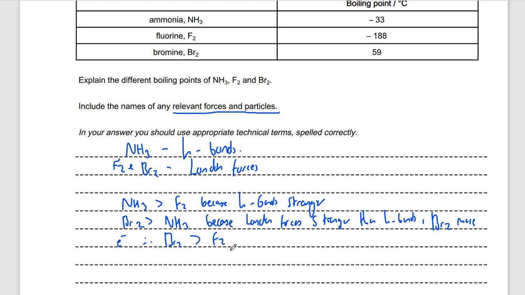That's it. That's most of the explanation right there. You haven't got to talk in great detail about it. You've got to make the comparison. NH3 is greater than F2 because its hydrogen bonds are stronger. Bromine is stronger than NH3 because its London forces are stronger than the hydrogen bonds in NH3. And conversely, Br2 has more electrons, therefore it's also stronger than the London forces in fluorine by quite a stretch.